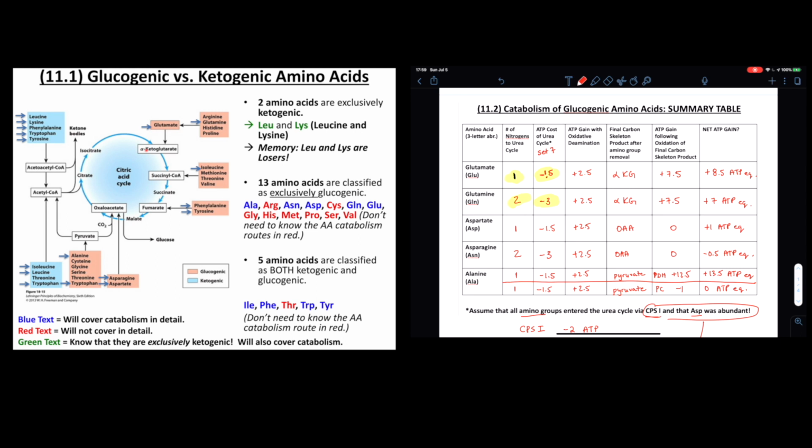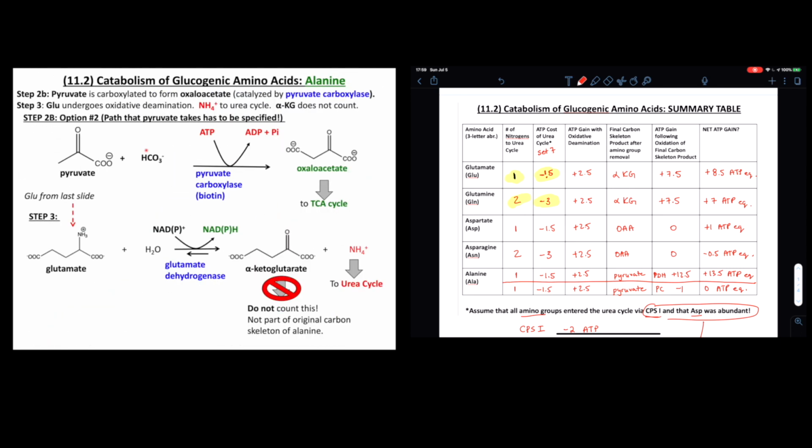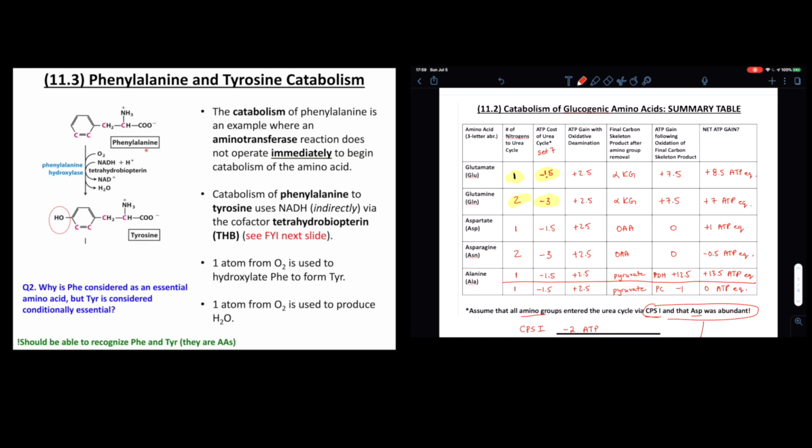And hopefully it compresses the information in a way that makes it easier to understand. Okay. So remember, those are the amino acids that you are responsible for knowing for how to generate the ATP counts when we do amino acid catabolism.